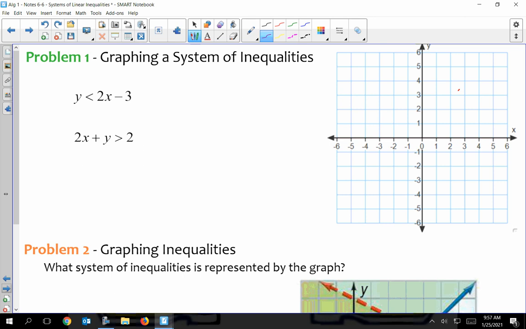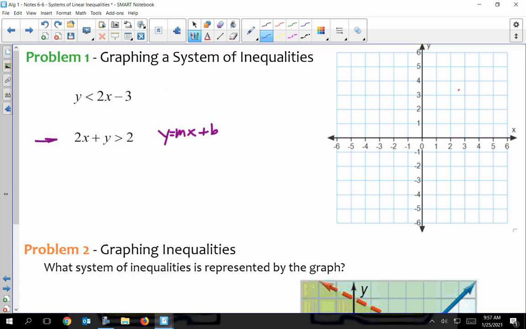So I'm going to let you go ahead and do this one. What I would do on this second one is, it's not in y equals mx plus b form, so I would do that first and then go graph it, and then go ahead and shade it. Shade both of them.